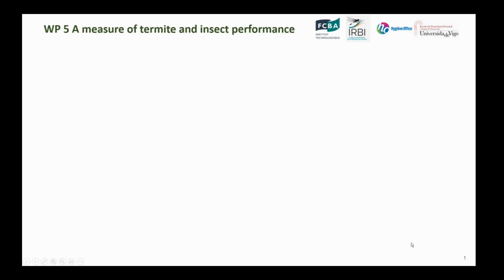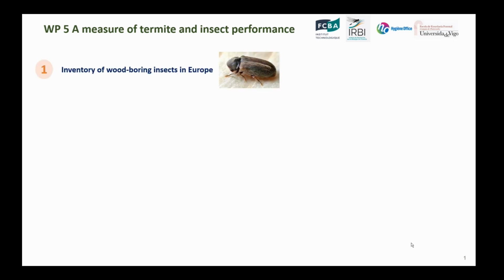Which is termites. Work package 5 of the project focused on termites and other wood-boring insects performance. We had 4 main objectives. Our first task was to make an inventory of wood-boring insects. Indeed, the identification of insect species harmful to wood and derived materials is essential in order to efficiently monitor the movement of insect populations over long periods of time and to anticipate the risks of invasions from new territories.